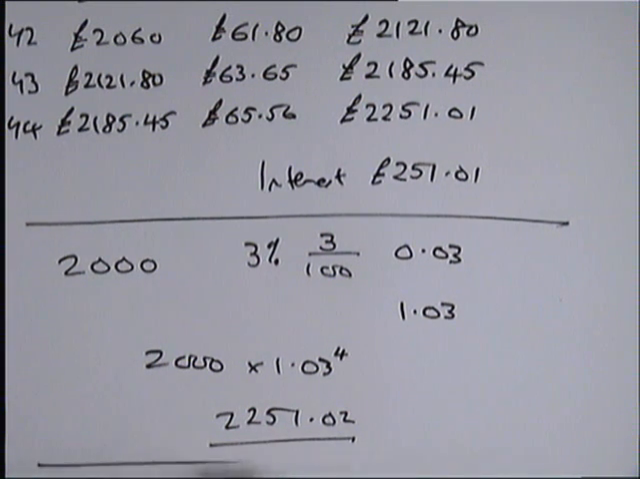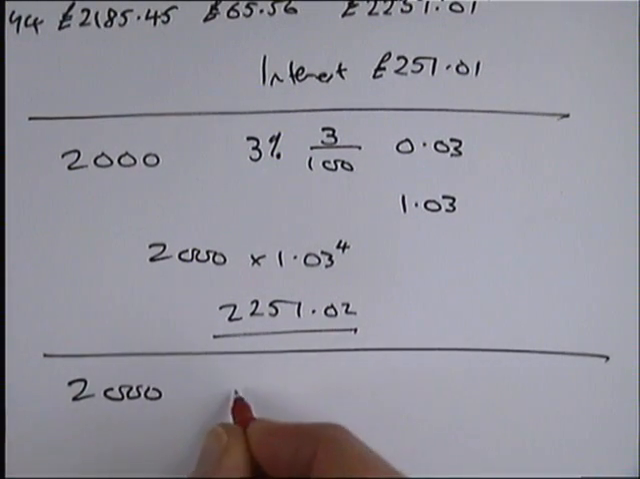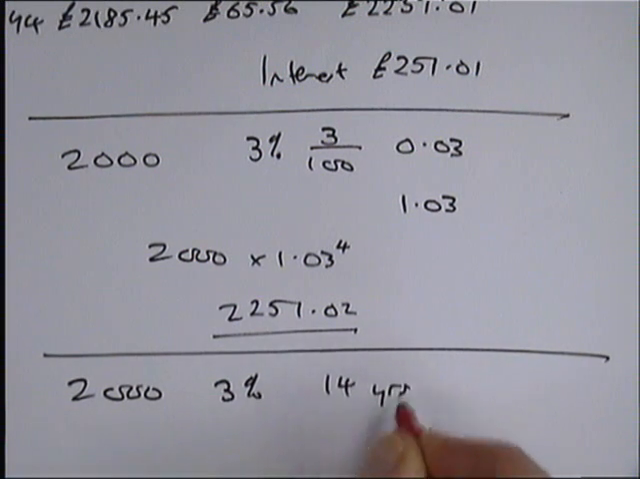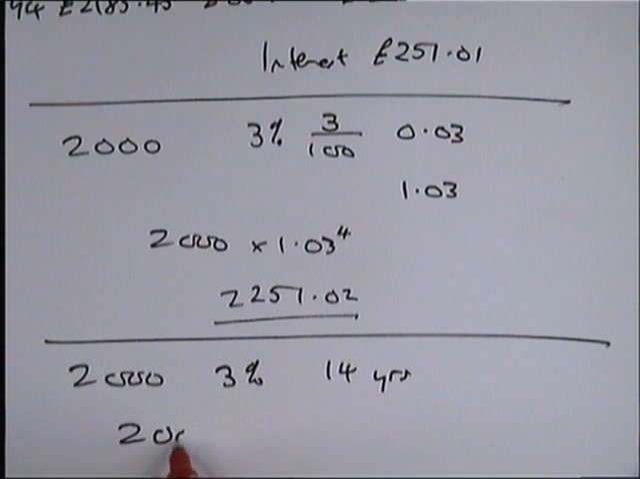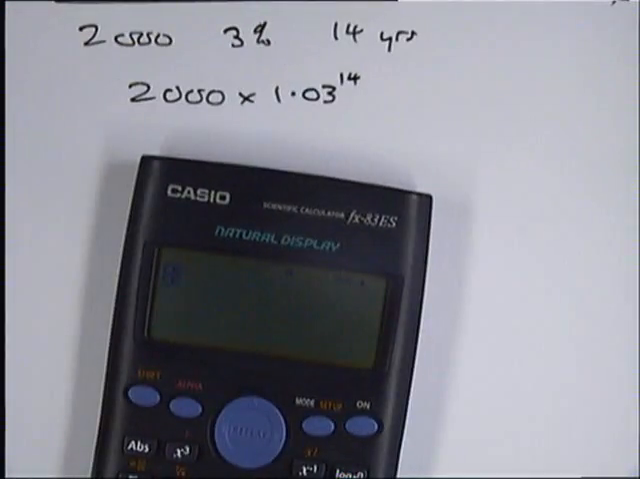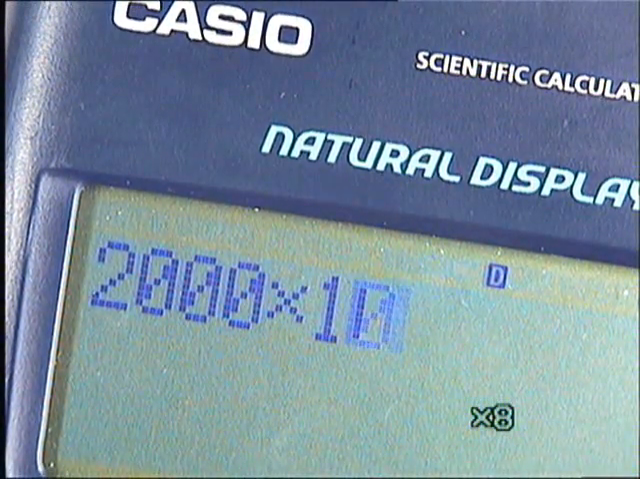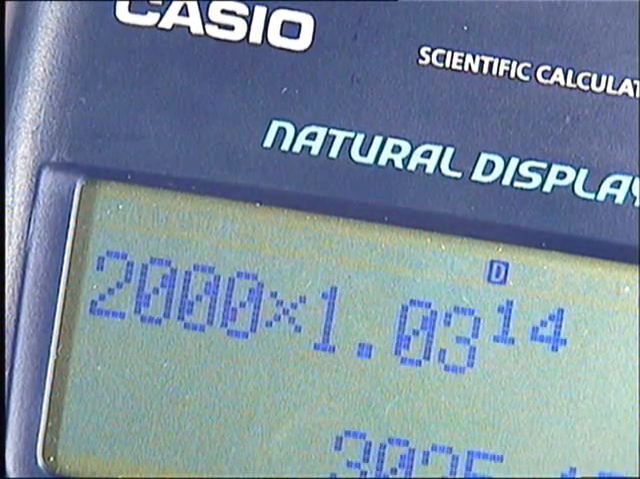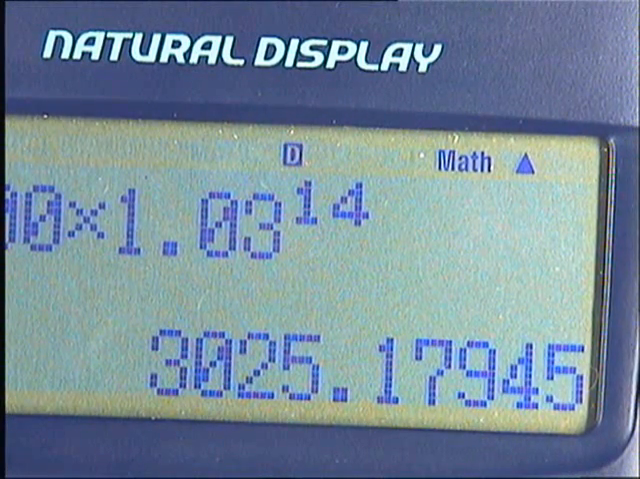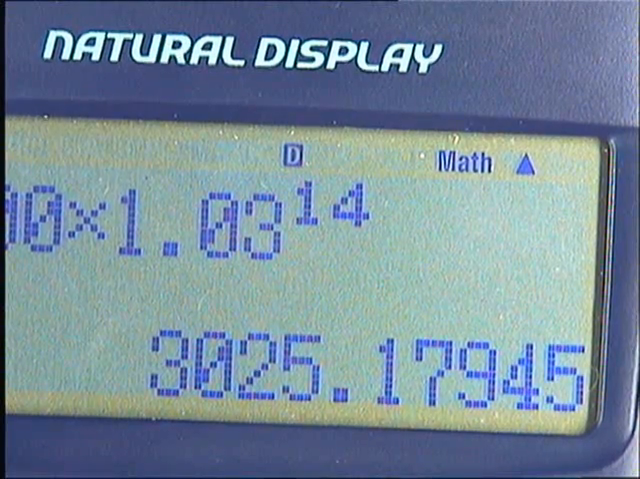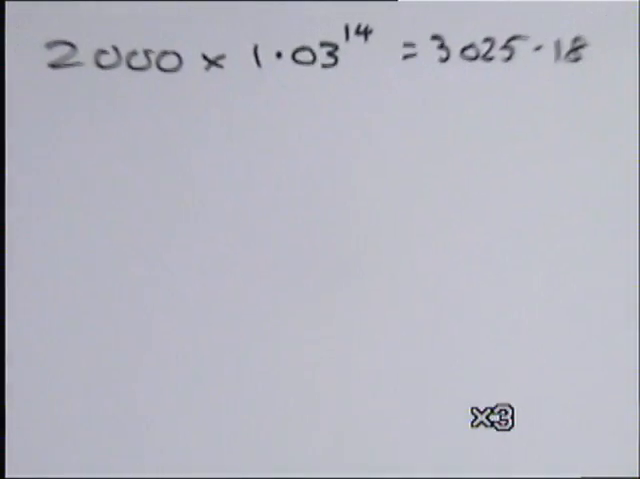Now, if that question had been, we were investing £2,000 at 3% for 14 years, if I use this new method, all I have to do is the amount of money I have at the start. If I'm increasing by 3%, that's timesing by 1.03, and the 14 would go up there as a power. So the sum I have to do is 2,000 times by 1.03 to the power of 14. My calculator tells me that would be £3,025.18. And again, much quicker doing it that way than doing it from the big table, which would have 14 rows in it if I had done it the other way around.